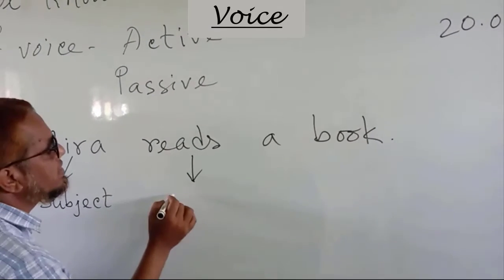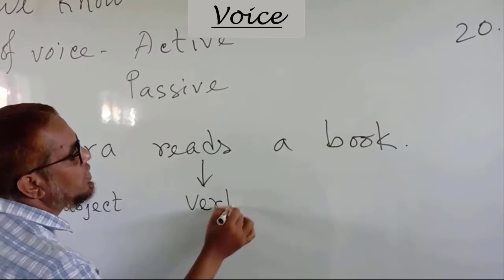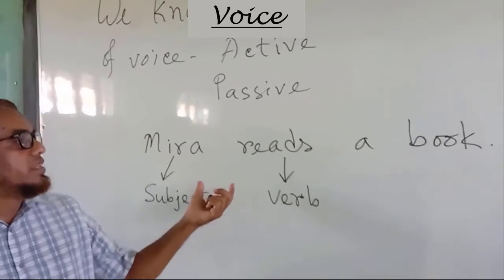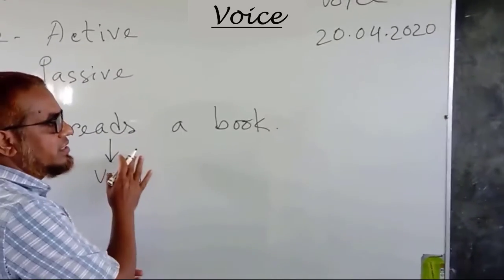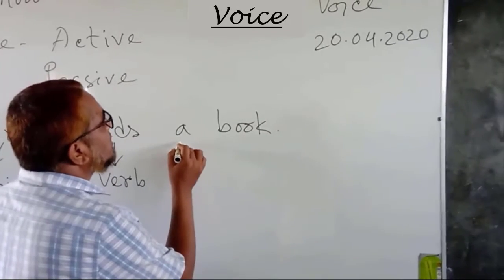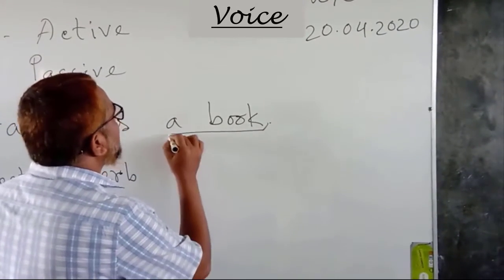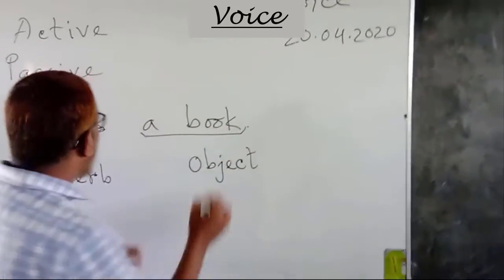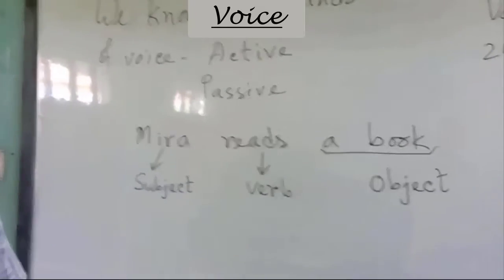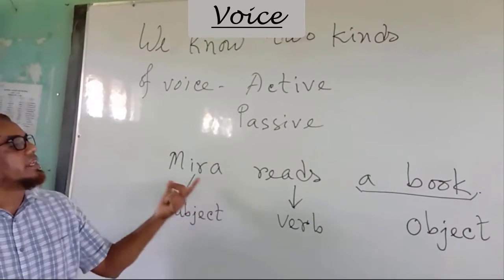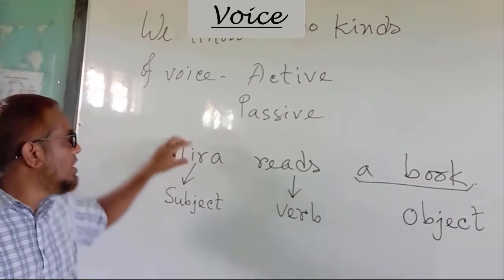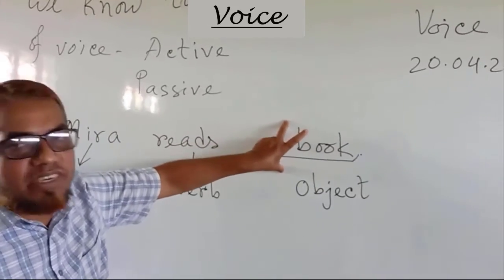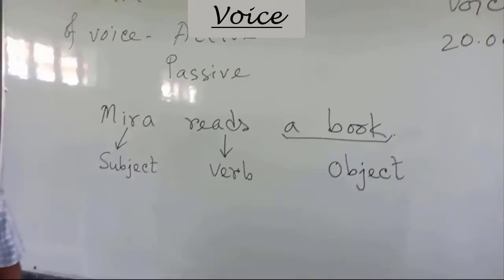Read is a verb. What does she do is the verb. What does she read? She reads a book. A book is the object. A book is the object. Then there are three parts of this sentence. One is the subject, another one is the verb, and the last part of this sentence is the object.